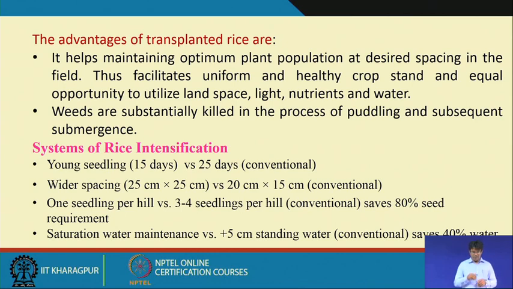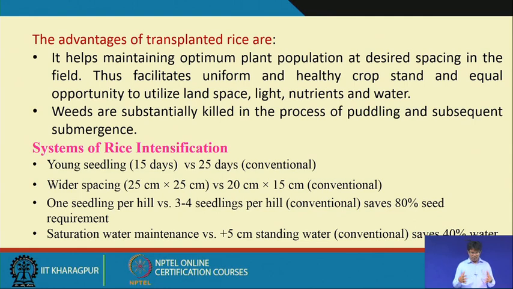Now let us go to another method, the System of Rice Intensification. Usually for organic farming we recommend SRI, because here we use young seedlings as compared to conventional. The seedling age in conventional is 25 days, but in the organic systems we use young seedlings of 15 days, and the spacing is wider, 25 centimeter, as compared to 20 by 15 centimeter in conventional. When planting, we use 1 seedling per hill in SRI versus 3 to 4 seedlings per hill in conventional.